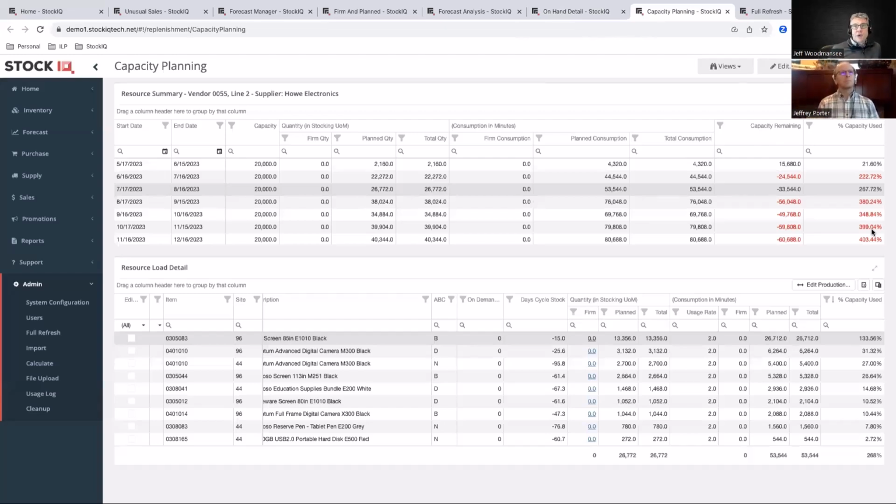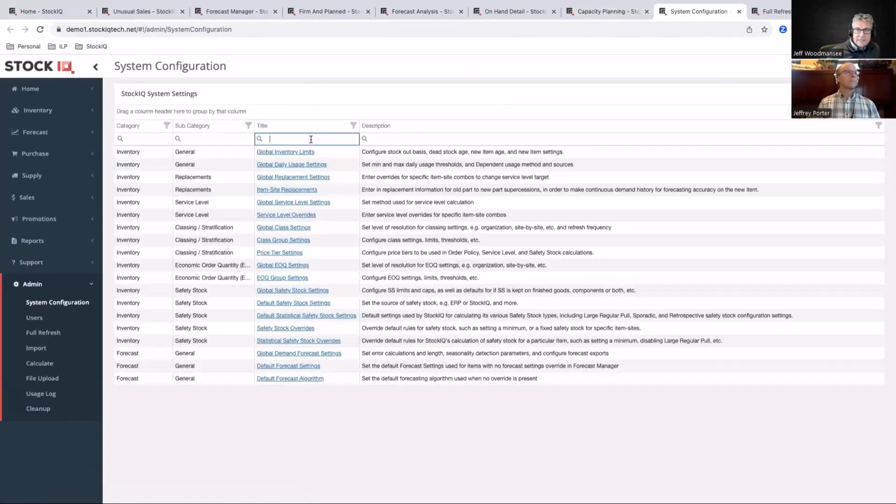Then one of the other questions was, seeing as capacity also accounts for time, does StockIQ have an internal calendar to account for holidays, company events, or anything that would prevent fulfillment of an order and production? And the answer to that is yes.